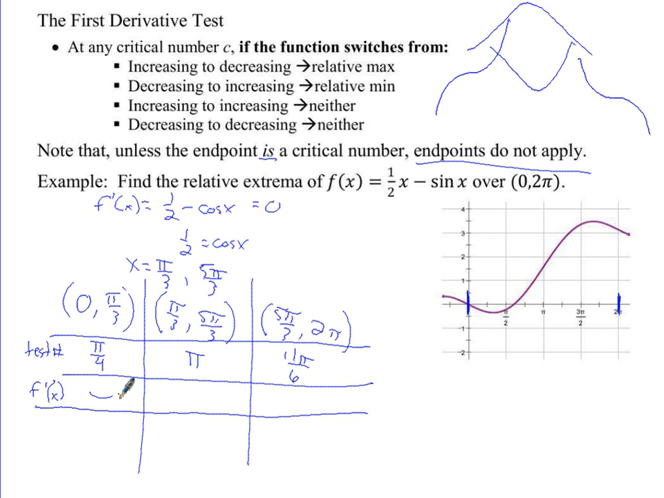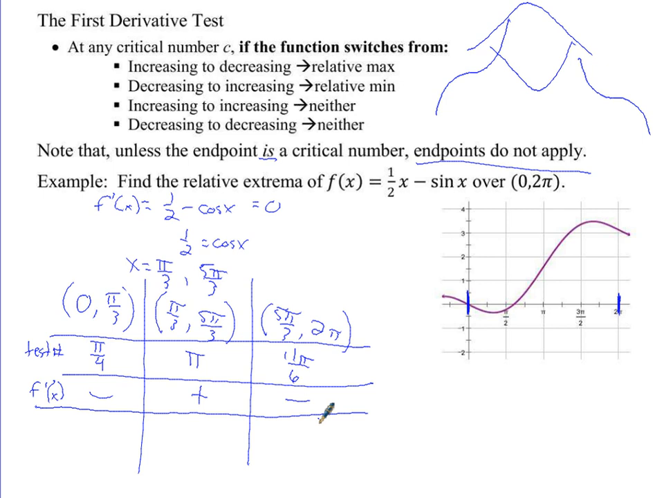Okay, then between pi over 3 and 5 pi over 3, we picked pi. The cosine of pi is -1. 1/2 minus -1 becomes positive. So make sure that you are picking the right number there. It does become positive. Now 11 pi over 6. The cosine of 11 pi over 6 is, okay, and then we have 1/2 minus the square root of 3 over 2. What's bigger, 1 or the square root of 3? So we wind up negative.